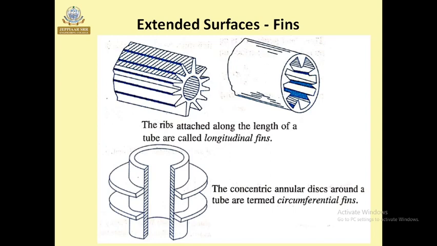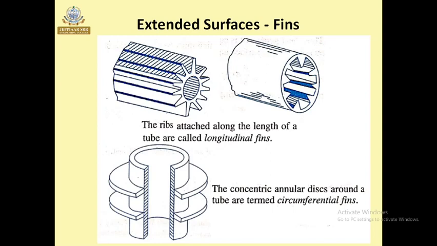Heat transfer by convection between a surface and the fluid surrounding it can be increased by attaching thin strips of metal, in general called fins. These fins increase the effective area of a surface, thereby increasing the heat transfer by convection. So these fins are also called extended surfaces. Here you can see some schematics of the variety of fins.